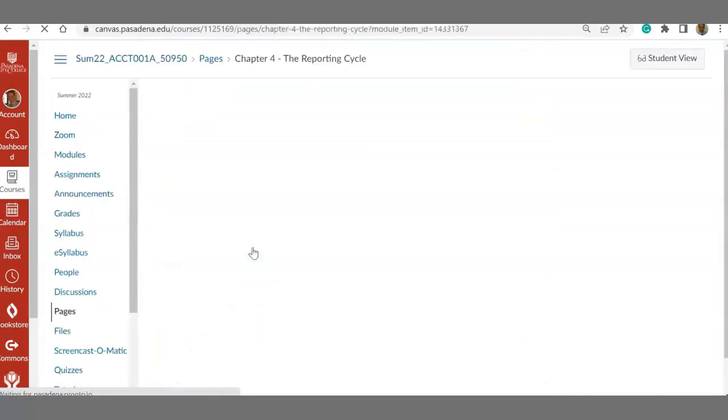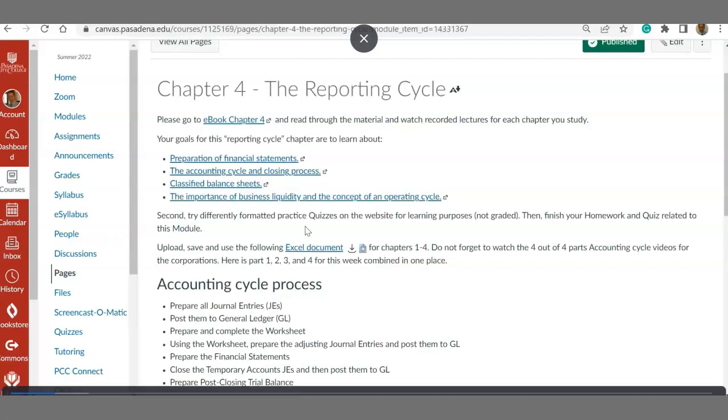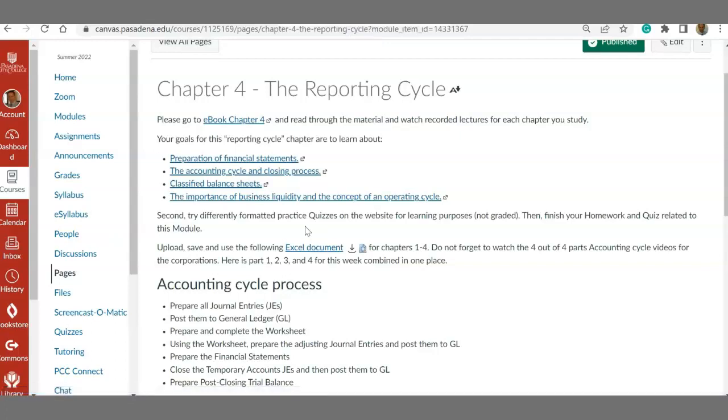Chapter 4, it's about preparing financial statements, finalizing the accounting cycle and closing process of those temporary accounts.